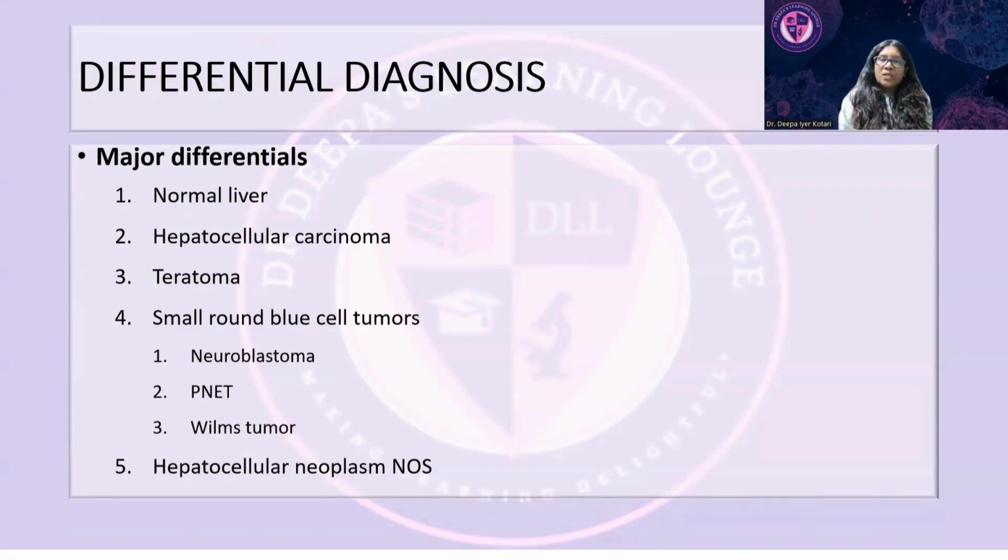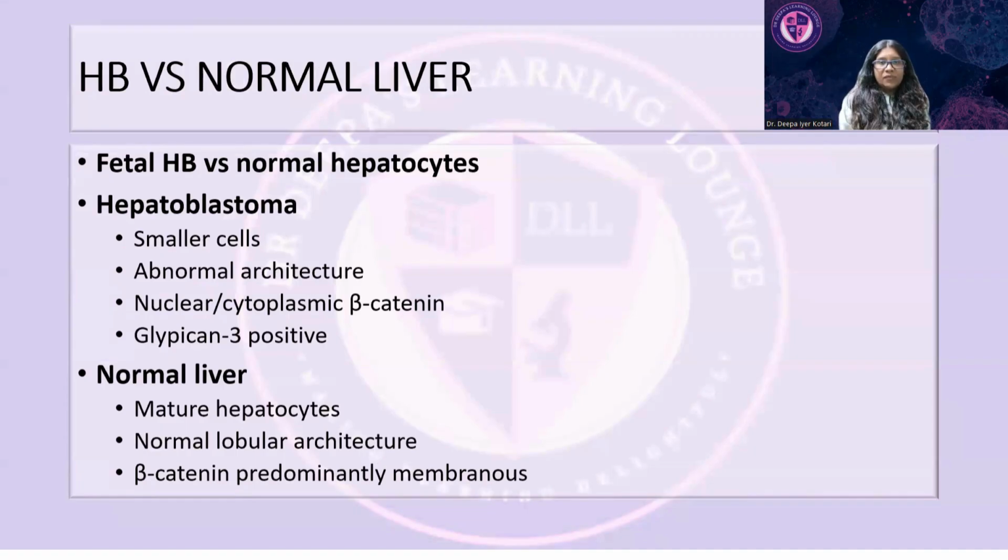Macrotrabecular hepatoblastoma can resemble HCC very closely. Teratoid or mixed components can resemble a teratoma. The small cell undifferentiated hepatoblastoma resembles a metastatic neuroblastoma, peripheral neuroectodermal tumor, or a Wilms. Finally, in an older child over 8 years of age, hepatocellular neoplasm, NOS, becomes an important consideration. So everything depends on the pattern. It also depends on the age. So let's take one by one all of these differentials.